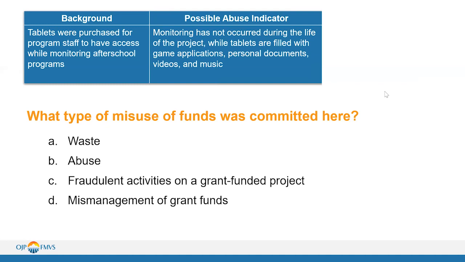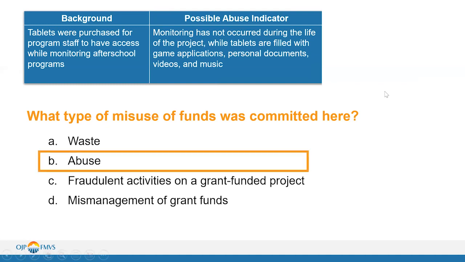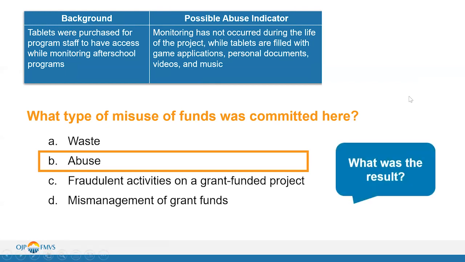And the answer is B, abuse. So if you answered abuse, 61% is correct. Tablets, I mean, it's an allowable cost, but if you're using it to fill with video games and music and personal documents, then you are abusing what it was intended for. And the result, Russ?